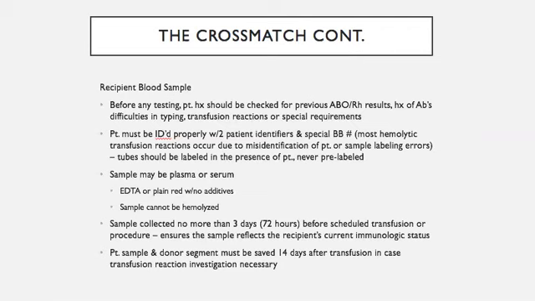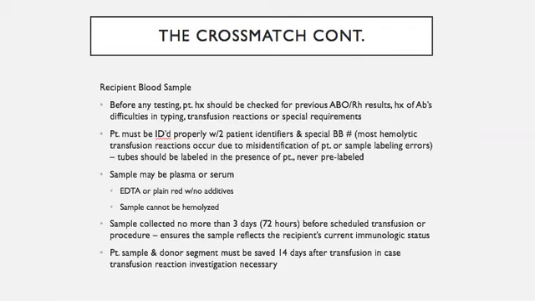The patient has to be identified properly with 2 patient identifiers, and there's going to be a special blood bank number. So if a blood bank sample is drawn from the patient, it's collected in a slightly different way than other blood samples would be collected, and it's associated with a specific blood bank number. So that patient has to have that blood bank number. Most hemolytic transfusion reactions occur due to misidentification of the patient or sample labeling errors. So we want to make sure that we get that simple part of the process correct. The tubes should be labeled in the presence of the patient. We never want to pre-label tubes.